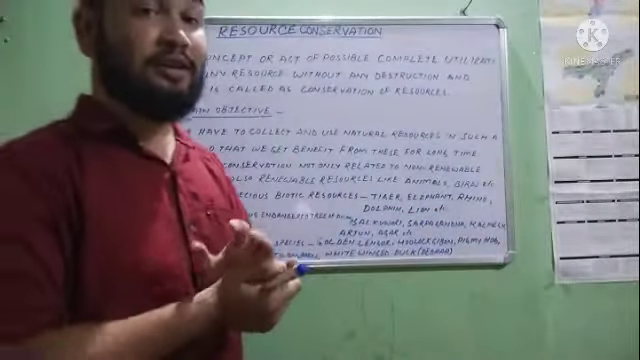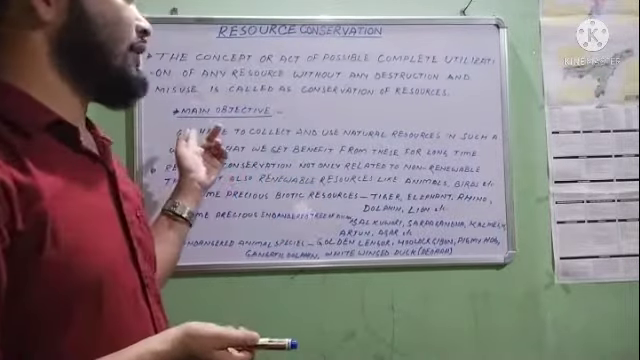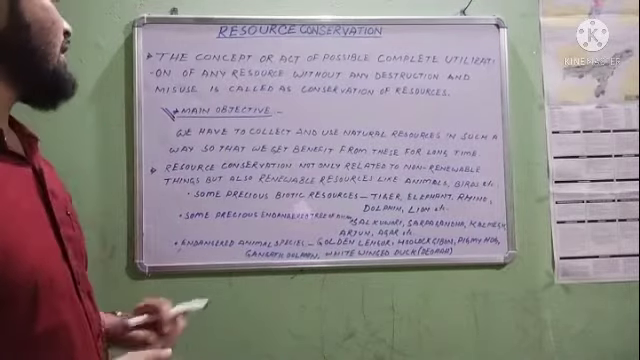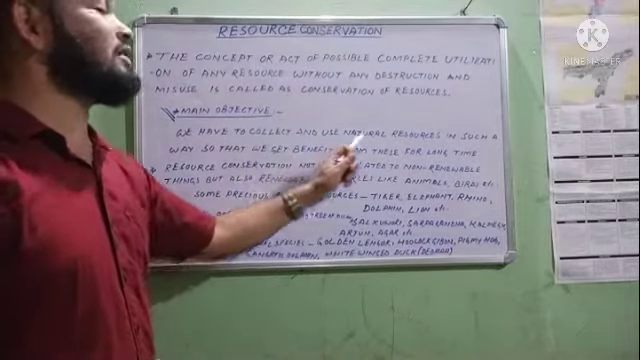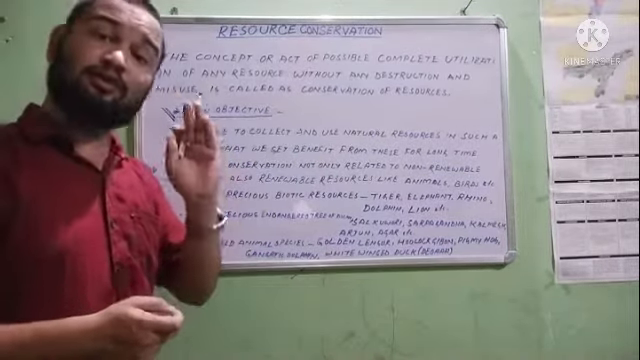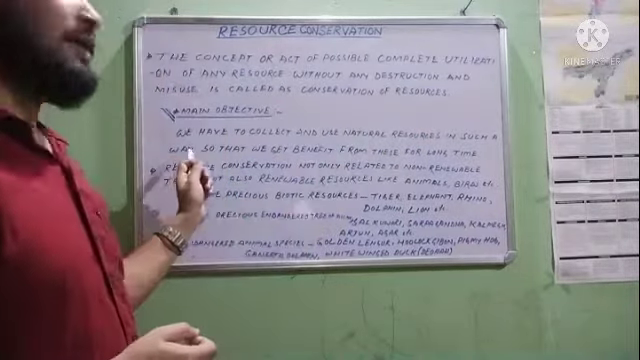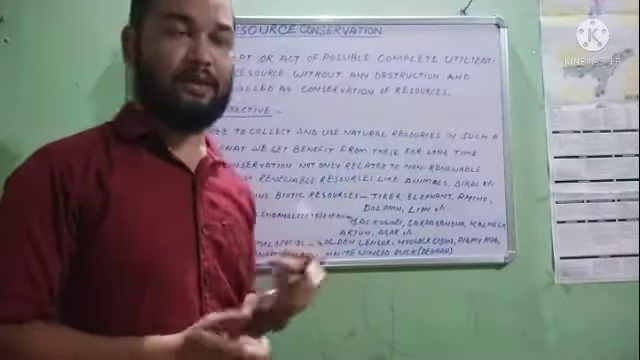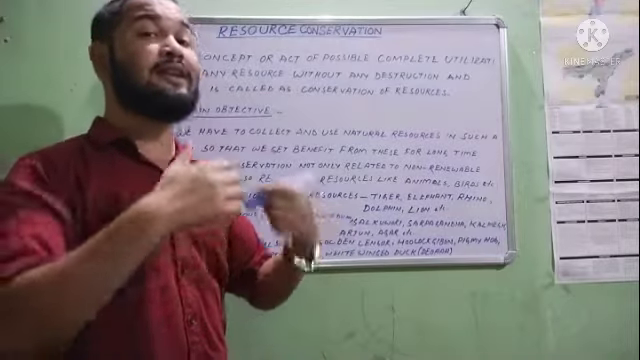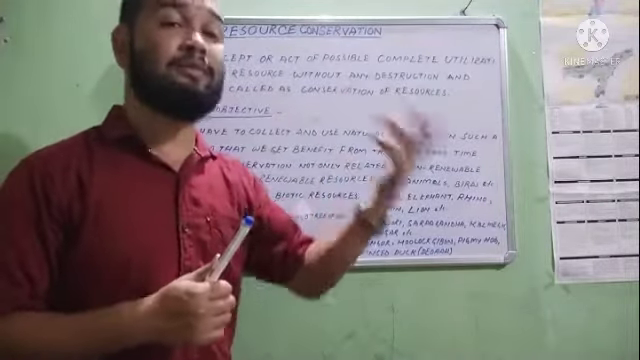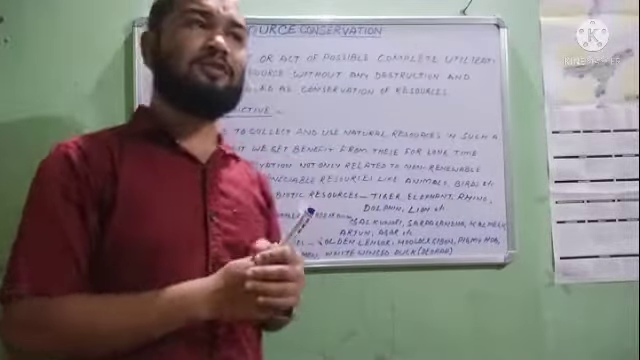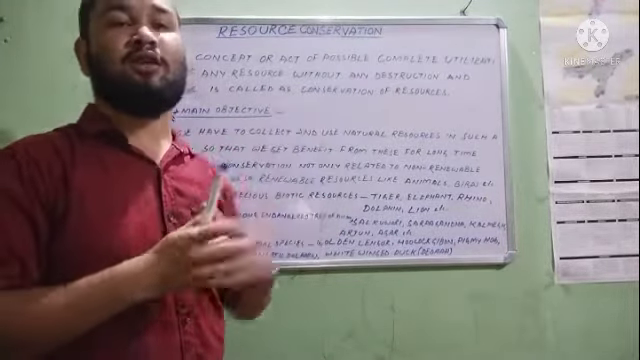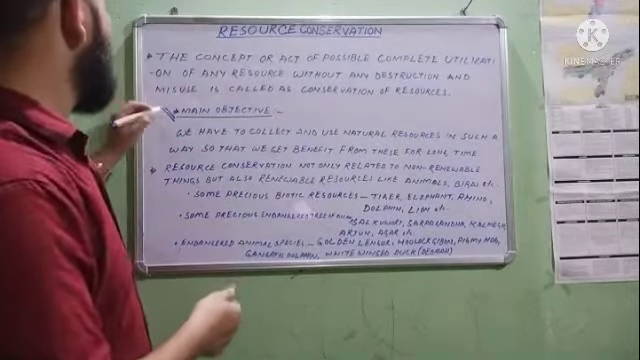The main objective of conservation of resources is given here. That means we have to collect and use natural resources in such a way that we get benefit from them for a long time. That means we have to use the natural resources in a way that can give more benefits to us for a long time. That means longevity. Our main plan is to increase the longevity of the resources. This is the main objective.